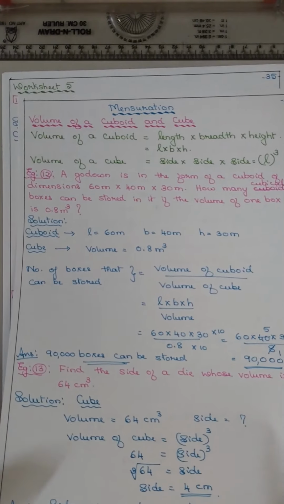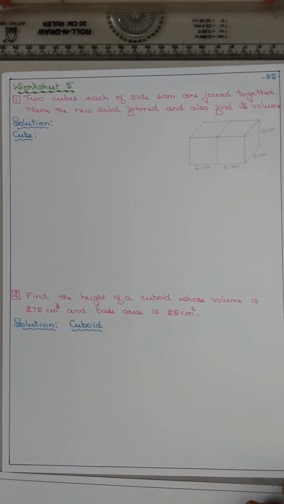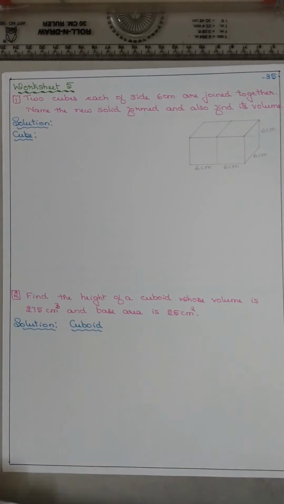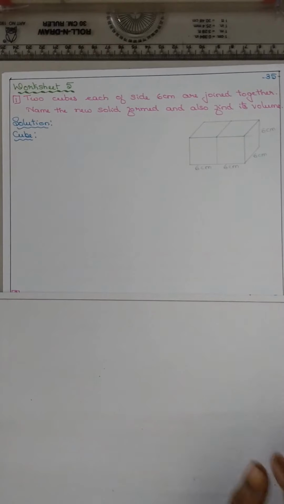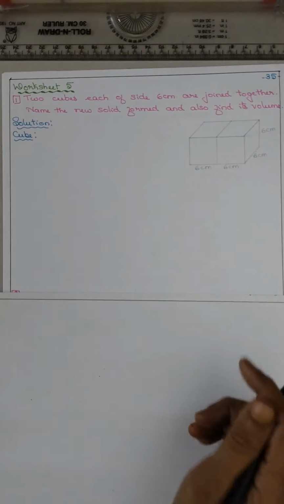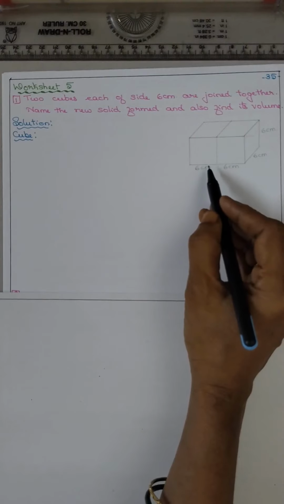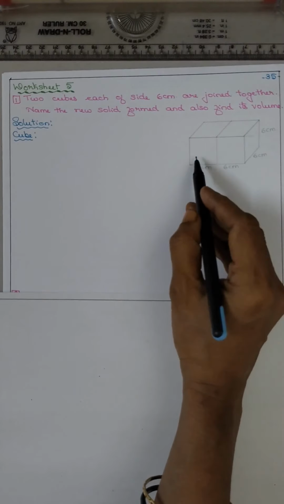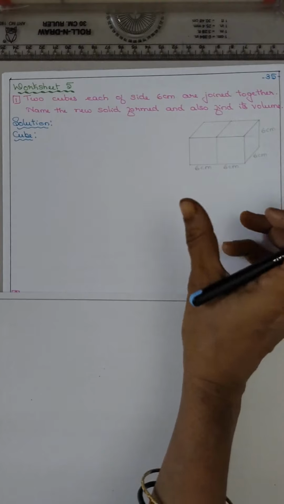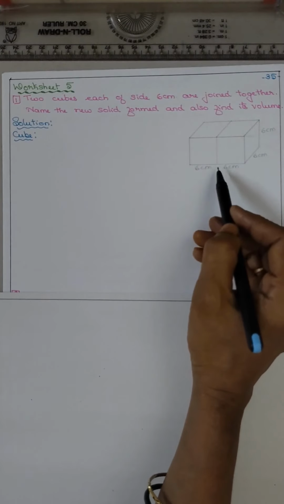Now coming to the worksheet 5. So worksheet 5, first question, the two cubes each of side 6 centimeter are joined together. Name the new solid formed and also find its volume. दो क्यूब्स है, उसको साइड बाय साइड अटैच करोगे तो क्या बनेगा? It becomes a cuboid, isn't it? This is one cube, this is one cube. When you join, it becomes a cuboid.